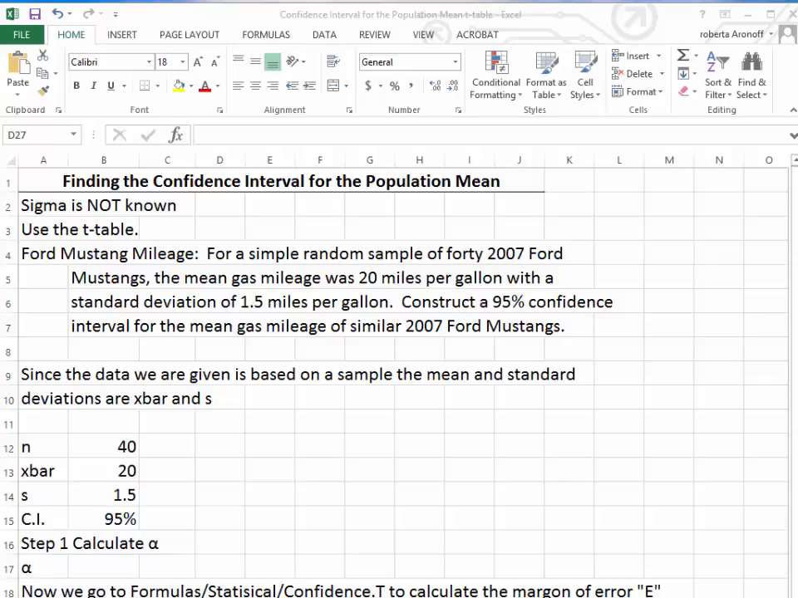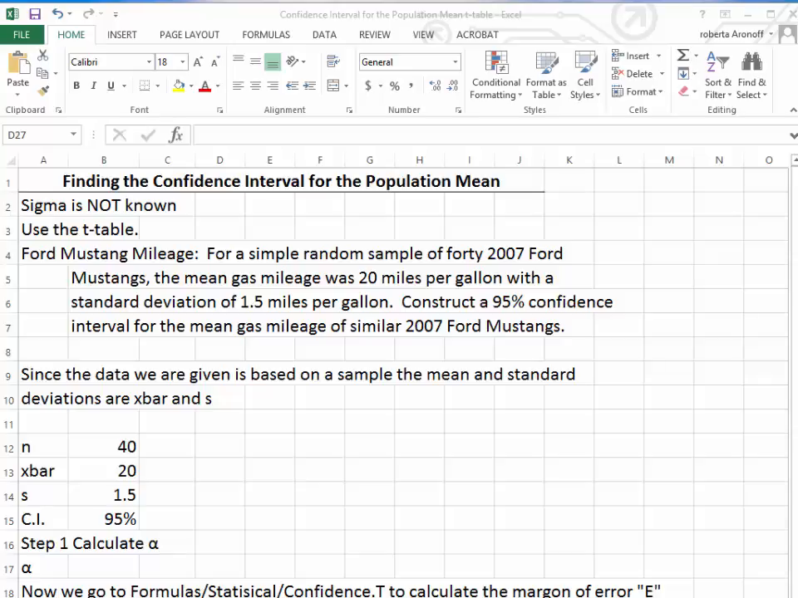So for our first question, we want to estimate the average miles per gallon you would get on a Ford Mustang. We have a simple random sample of 40 2007 Ford Mustangs. We calculated that the mean, or the average gas mileage, was 20 miles per gallon, and the sample standard deviation is 1.5 miles per gallon.